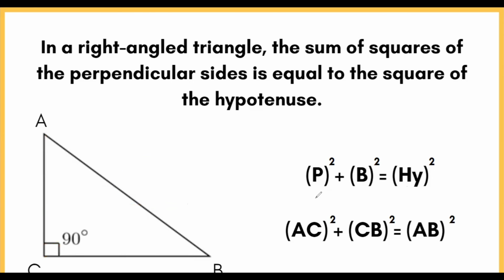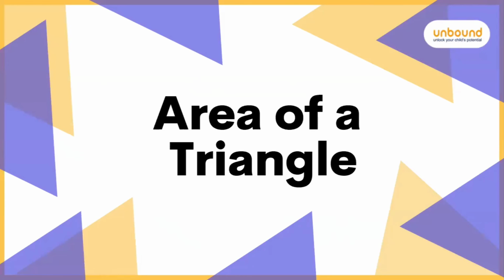Now what happens if you need to calculate, suppose, the perpendicular? So what you will do, you will shift this here and you will write hypotenuse square minus base square. So this is how you will calculate the perpendicular. This was the Pythagoras theorem, and you can also write it as AC square plus CB square is equal to AB square. What is the area of a triangle?